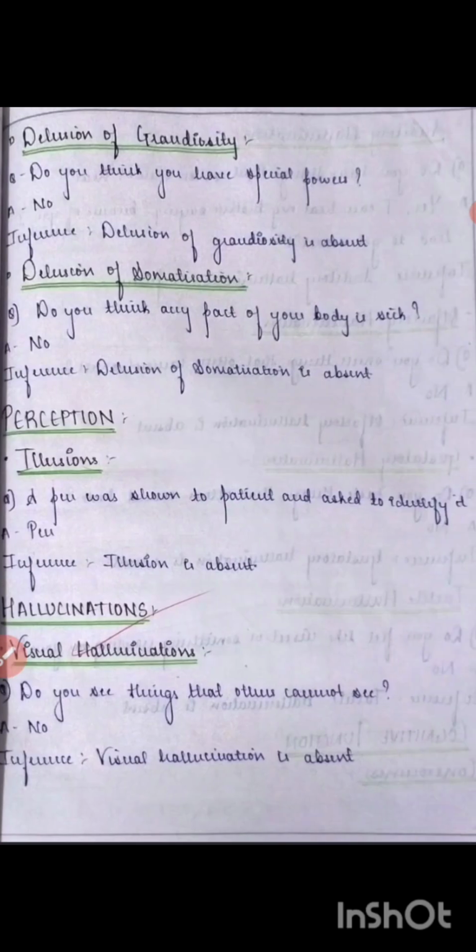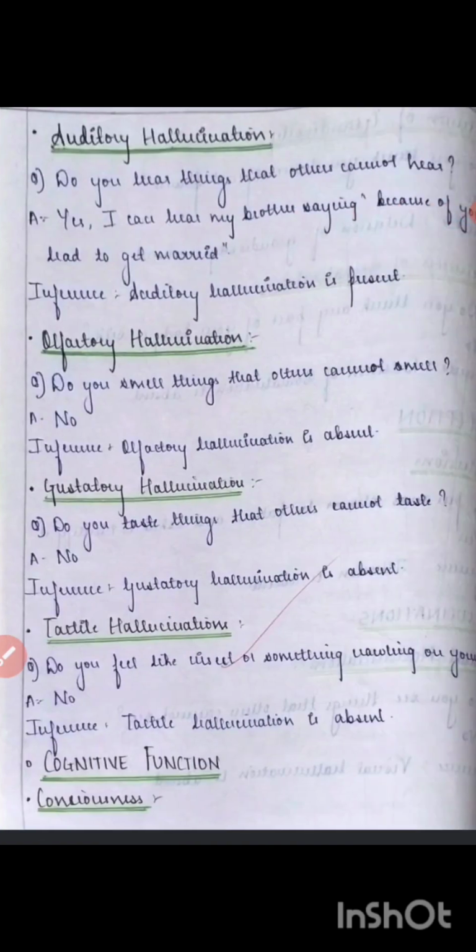Then comes content. So you'll have to write delusion of control, then the persecution, grandiosity, somatization. Okay, this everything the same questions you'll have to write. Then comes perception, like whether they are having illusions or whether they are having hallucinations, like visual hallucination, auditory hallucination, olfactory hallucination, gustatory hallucination, tactile hallucinations. Okay, so everything will come in the same way.